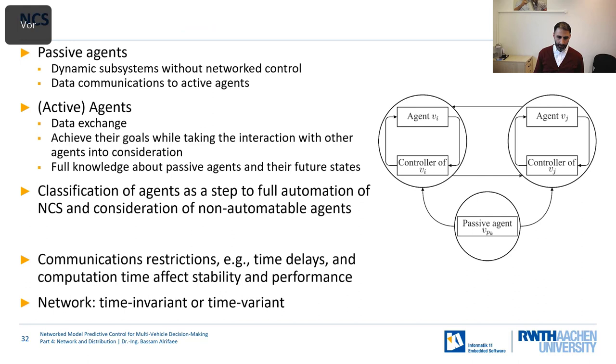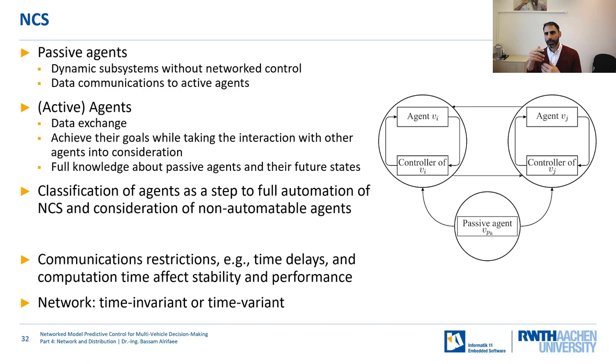And here are some definitions in NCS, or how we classify NCS. This is the way we suggest in our group. So we suggest that there are passive agents. Passive agents are dynamic subsystems without network control. If we look at traffic, they are non-autonomous vehicles. But they can communicate to active agents.